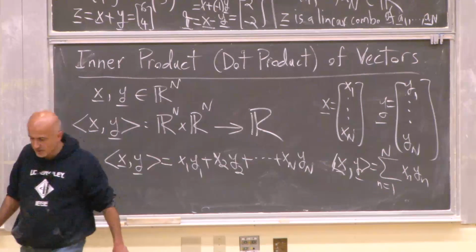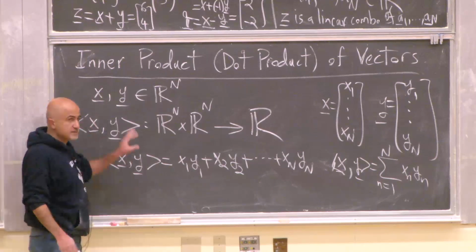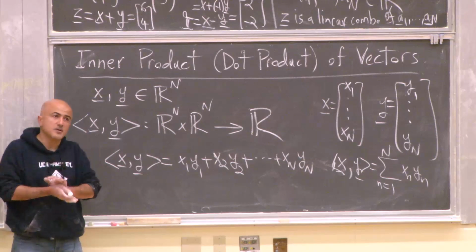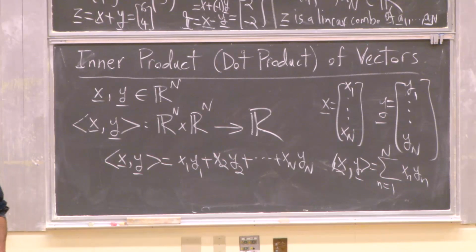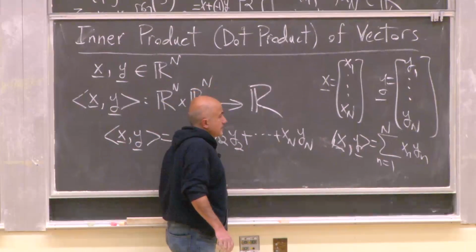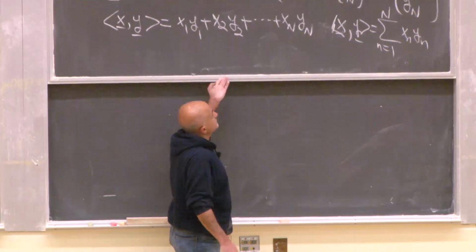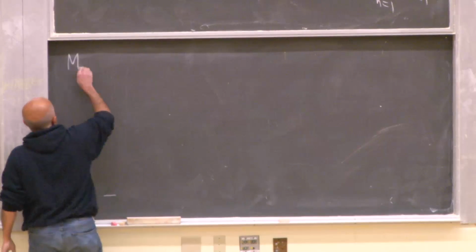This operation takes two vectors and produces a scalar. It has to do with what some of you probably know as projection, and projection will play a very important role in some of the future topics. That's all I'm going to say about inner products right now. We'll get back to that a little later. Now, in the remaining time, I want to talk about matrices.